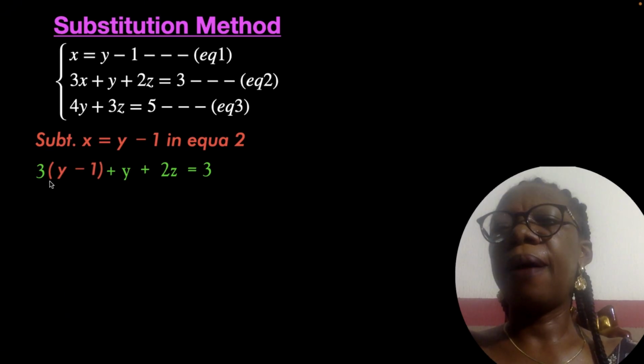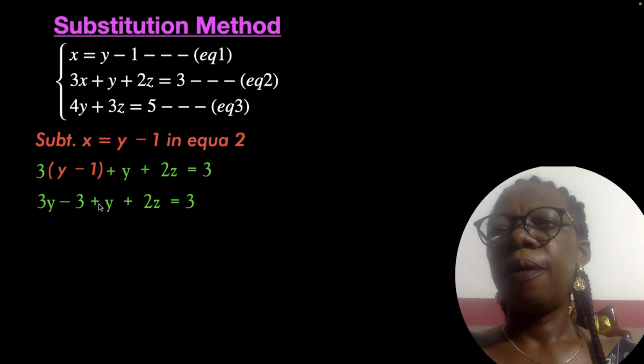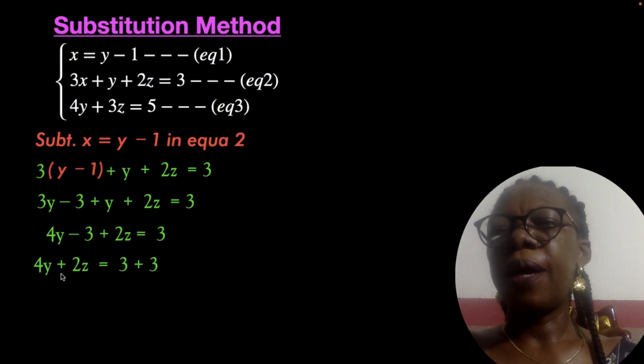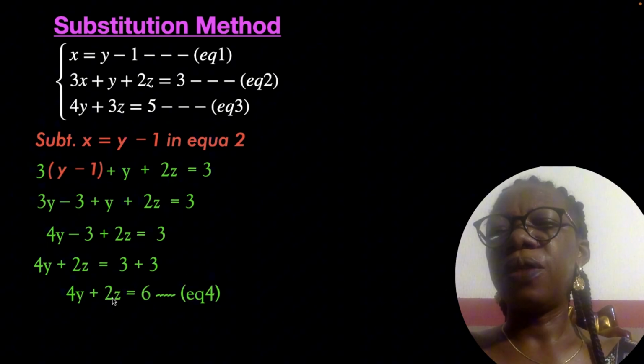Now multiply out so that we can open the bracket. 3 times y, 3y. 3 times minus 1, minus 3, plus y plus 2z is equal to 3. Collecting the like terms, we have 3y plus y, 4y, minus 3 plus 2z is equal to 3. Transpose minus 3 to this side of the equation, we have plus 3. So 4y plus 2z is equal to 3 plus 3. 4y plus 2z is equal to 6, and this is equation 4.